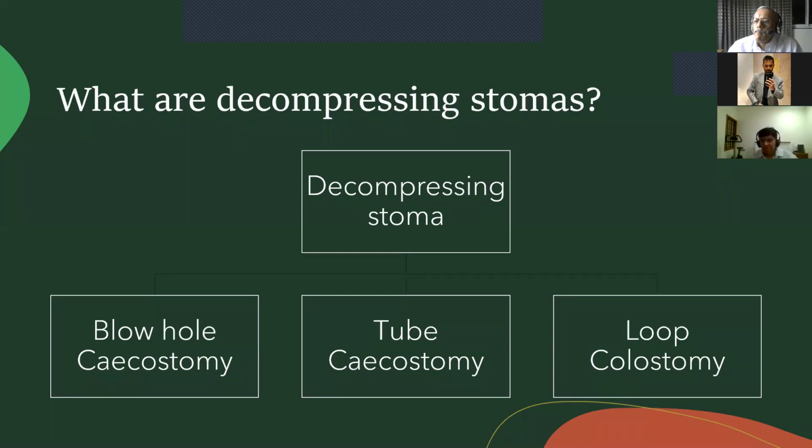Where it is tending to perforation, in those emergency settings, we have to relieve the distension of the abdomen. In those selected cases, we create a specific type of stoma, which is called a decompressing stoma. It can be of three types: a blowhole cecostomy, a tube cecostomy, or a loop colostomy.